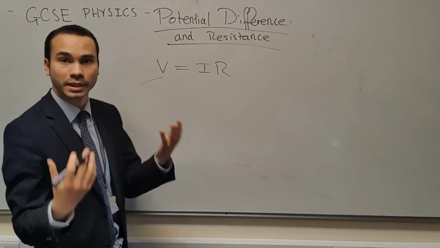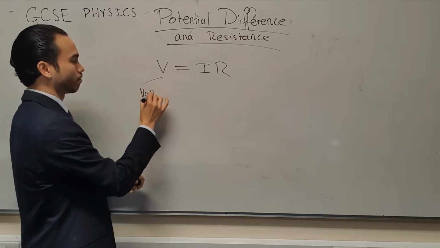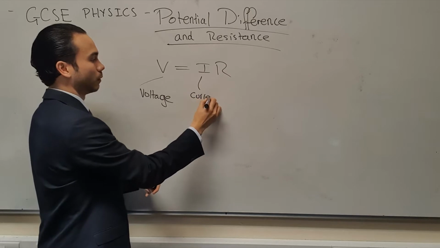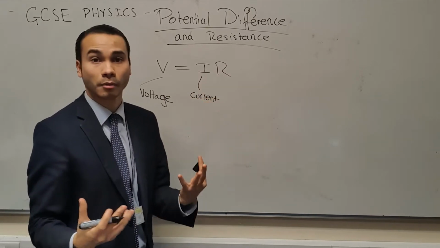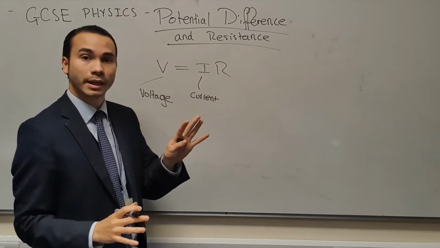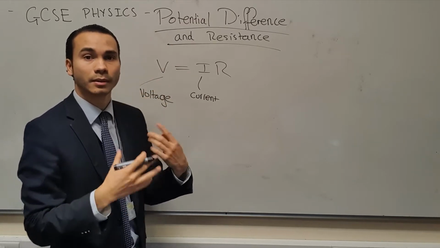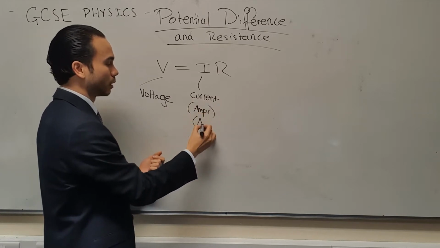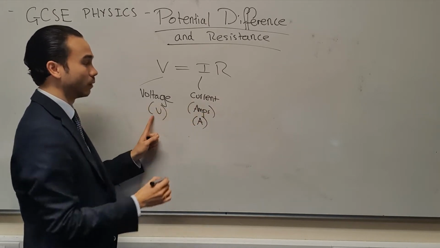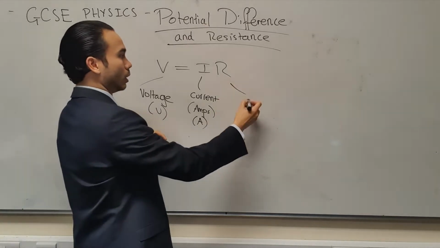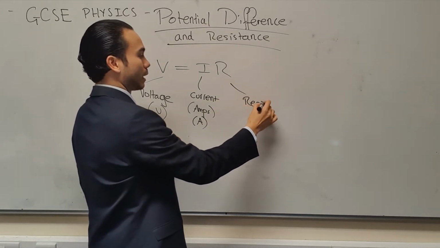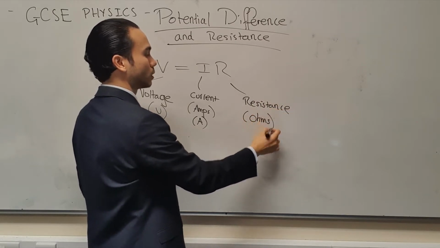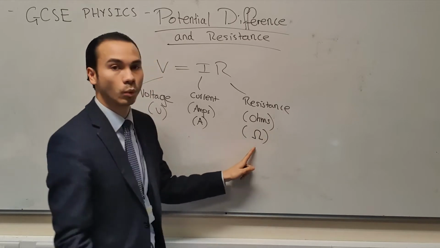V stands for potential difference, voltage. I stands for current, as we looked at in our previous video, where current is equal to Q divided by t, the rate of flow of charge. That's measured in amps, capital A. Voltage is measured in volts. And capital R stands for resistance, and its units are ohms, and it is this symbol here.